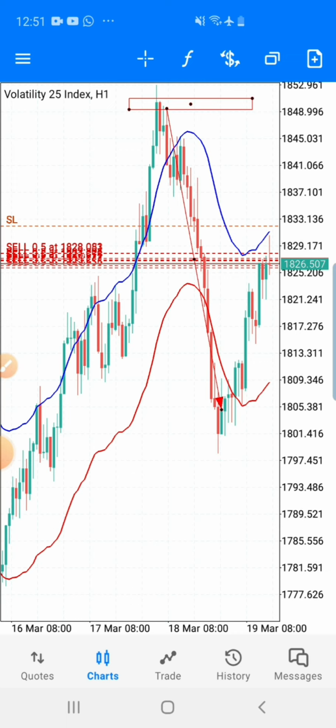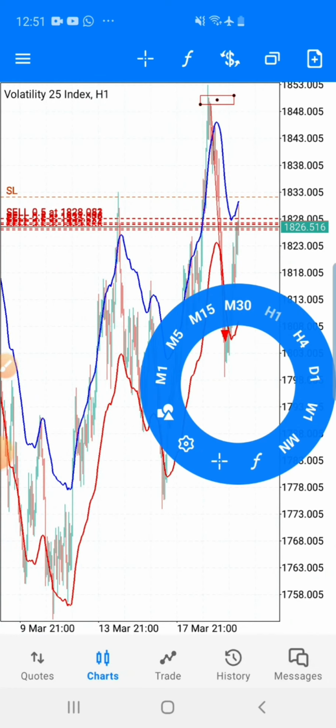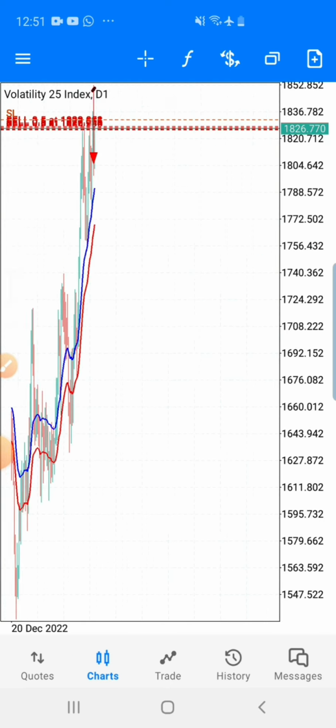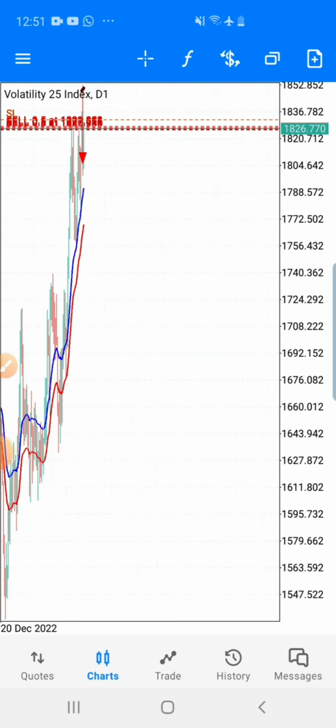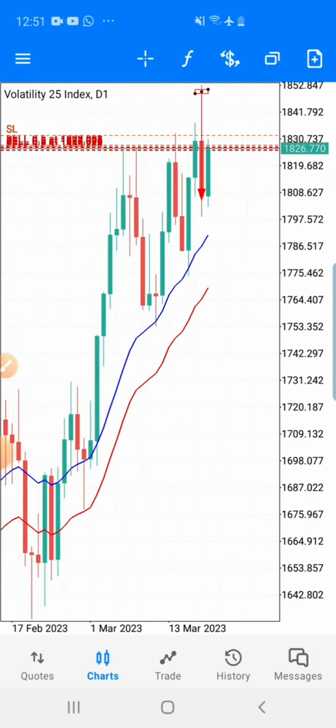Okay, but not just that, if you check a higher time frame like the daily time frame and zoom in. Okay, on this daily time frame, I want you to check out something right here.